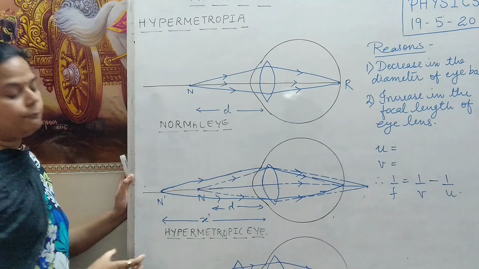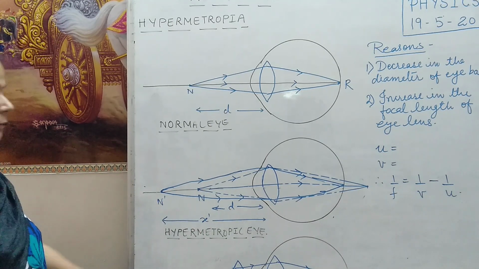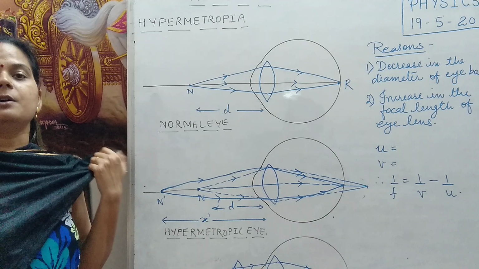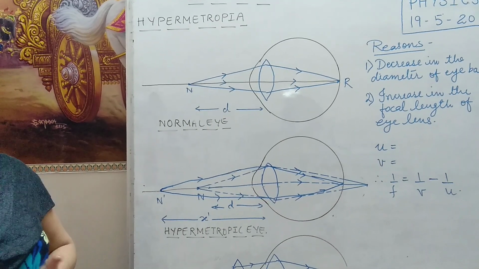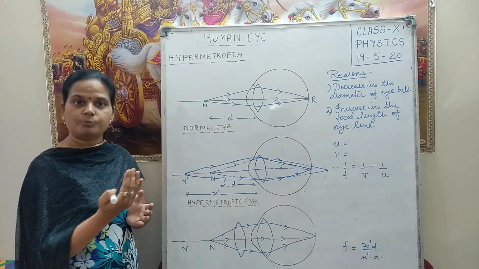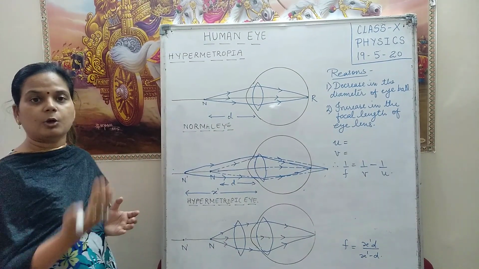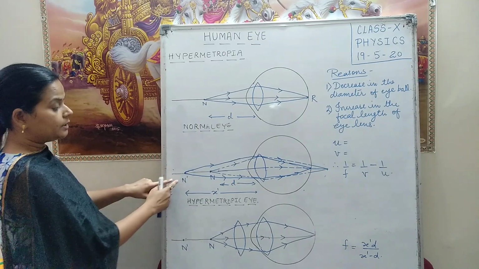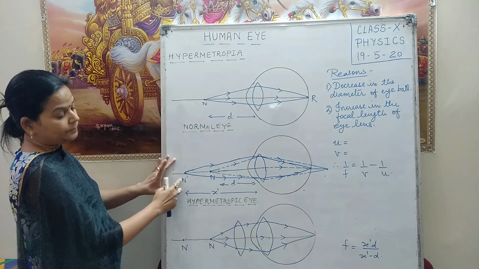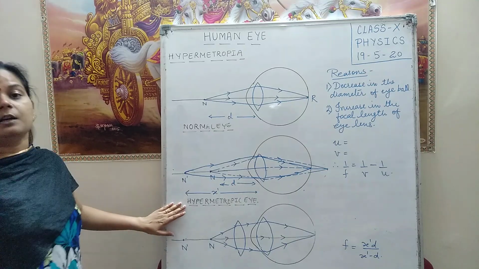So if a person is suffering from hypermetropia, the person may face problems in reading and writing, etc. In those tasks for which we need to see the objects nearby, we will face problems. So this is X dash. Now how can it be corrected?